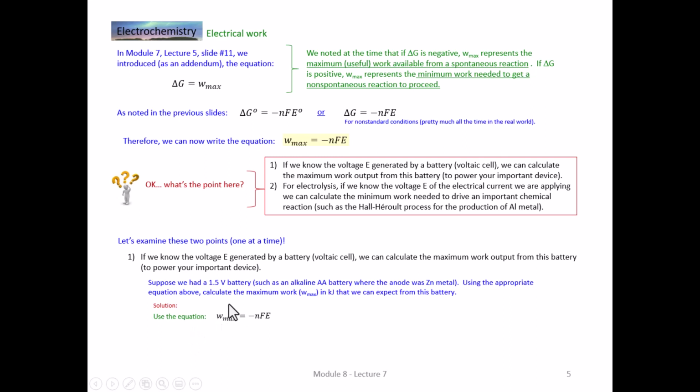The maximum useful work would be minus nFE. Now for a battery based on zinc, n would be 2, because remember the half reaction at the anode would be zinc metal going to zinc 2 plus plus 2 electrons. If we put that 2 into our equation minus nFE, for E we're using 1.5 volts or 1.5 joules per coulomb. We use Faraday's constant. We'd get minus 290 kilojoules per mole.